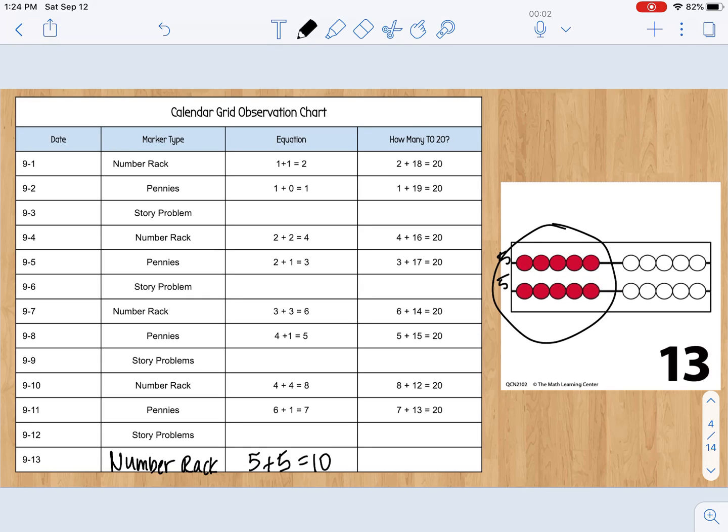Now I have to write another equation for how many more beads I need to make 20. Well, I know that I have 10 beads on the left, and I'm figuring out the unknown number of beads to make a total of 20. If I look at my number rack, I can also see another group of 10 white beads on the right. So I can actually write 10 for my mystery number. So now I have 10 plus 10 equals 20.